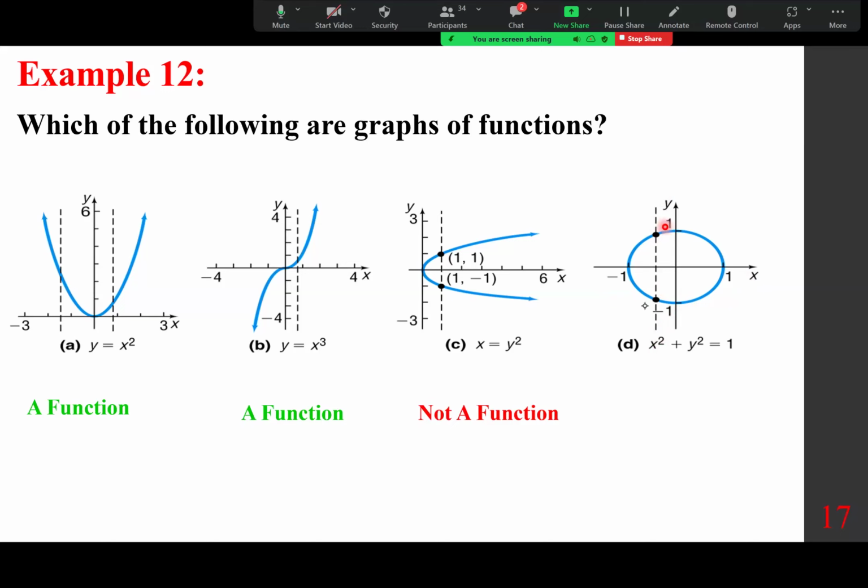A vertical line crosses the graph more than once. X squared plus y squared equals 1. Of course, this is a circle, everybody. It doesn't look like it, but this is the equation of a unit circle, in fact. So this is not a function either. Pretty straightforward.